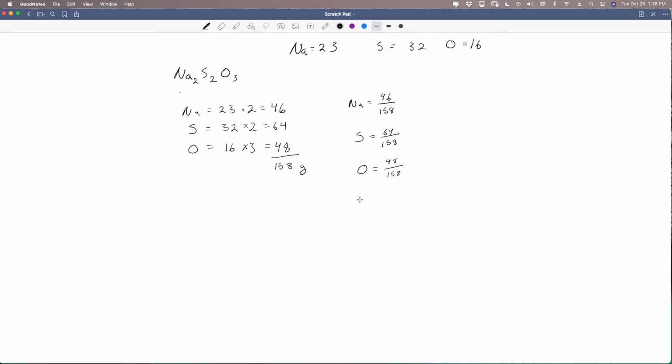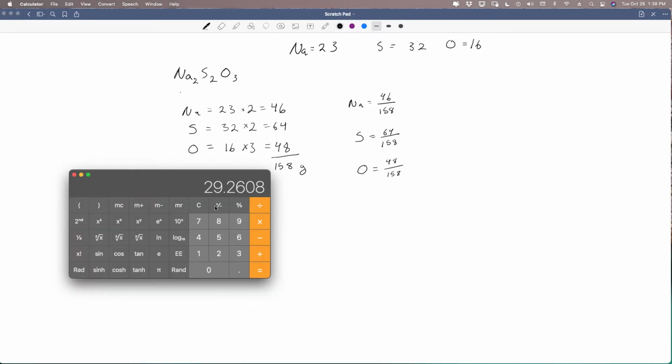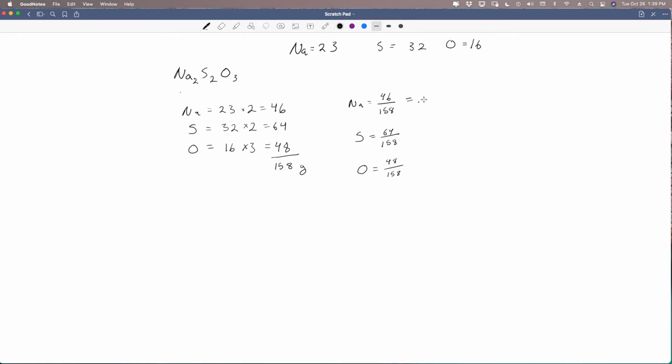Well, now what we want to do is learn how to convert that into percentages. And it's really very easy. All we need to do is pull up our calculator. We treat this like a fraction and we divide. This is a math problem that gives us the percentage when we just perform the calculation. So 46 divided by 158 is 0.29. Well, 0.29 equals 29%.